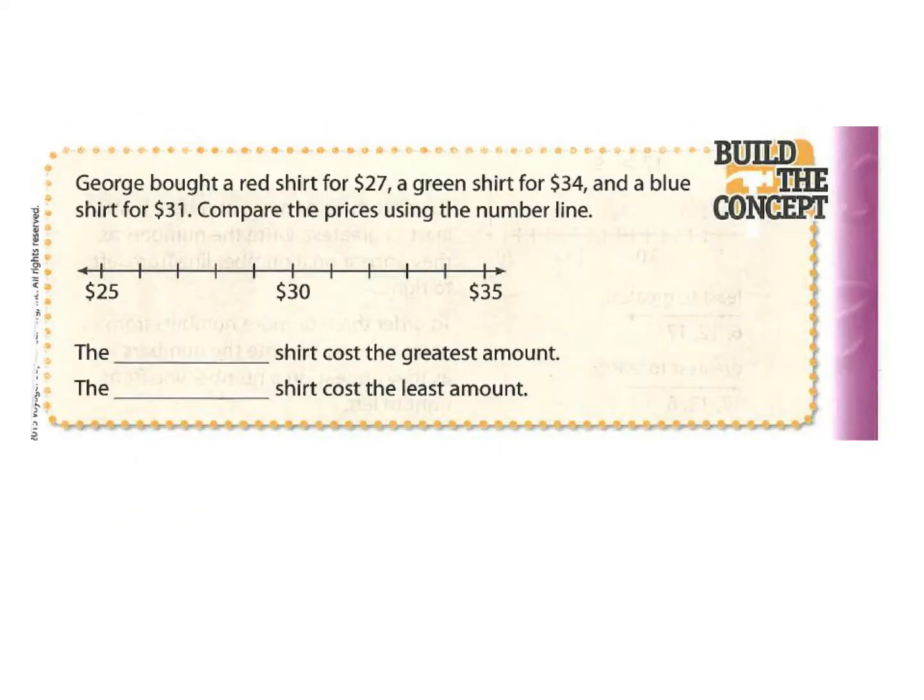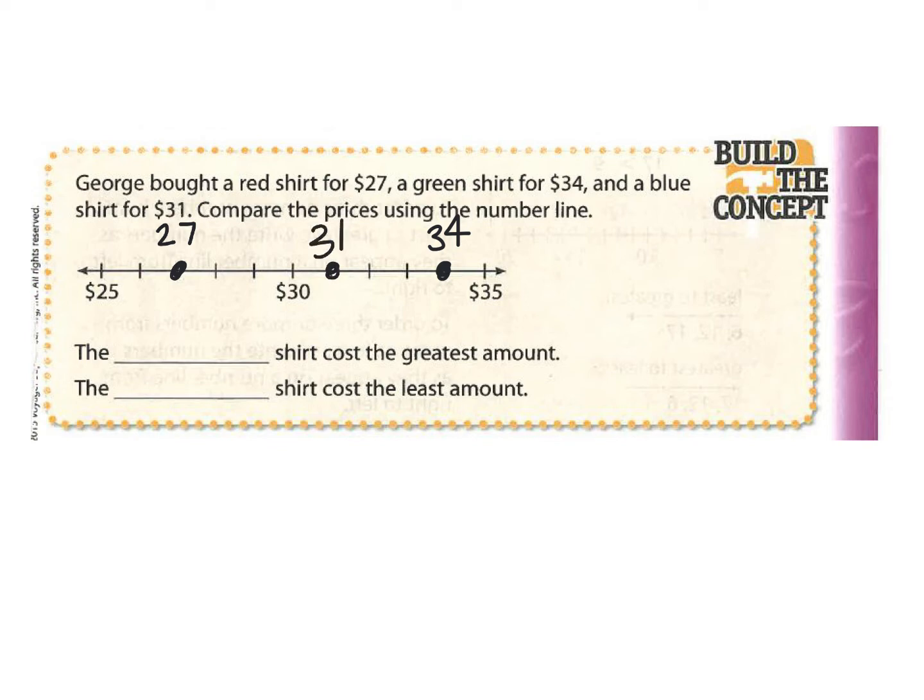This says, George bought a red shirt for $27, a green shirt for $34, and a blue shirt for $31. Compare the prices using the number line. If we number these on the number line, we have $27. So here's 25, 26, 27. He also had one for 34, so that's one less than 35 right here. And then he had another one for 31, so one more than 30.